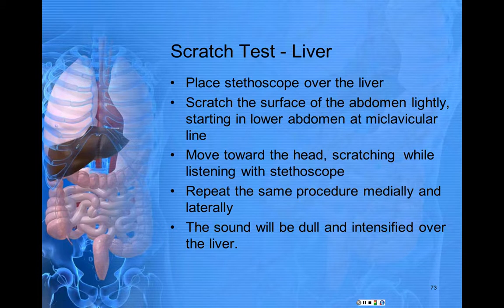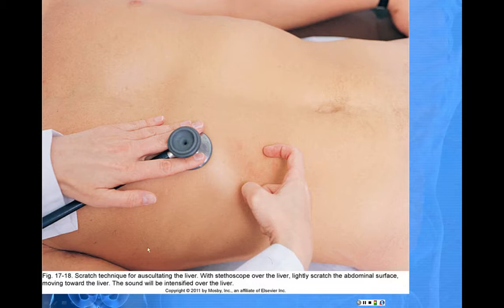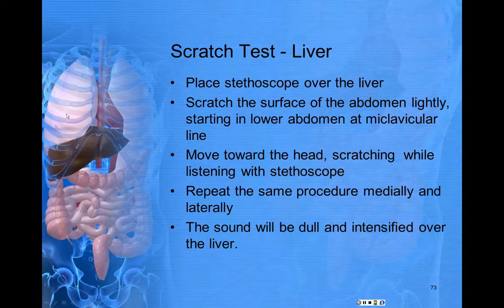Another helpful test to determine the liver size is what we call the scratch test. This is a good way to actually begin to learn where the borders of the liver are. You can do this by placing the stethoscope over the liver. Usually you place it around here, just above the liver, or right at the liver edge, but be sure and place it between the ribs themselves so that you're not listening over bone.